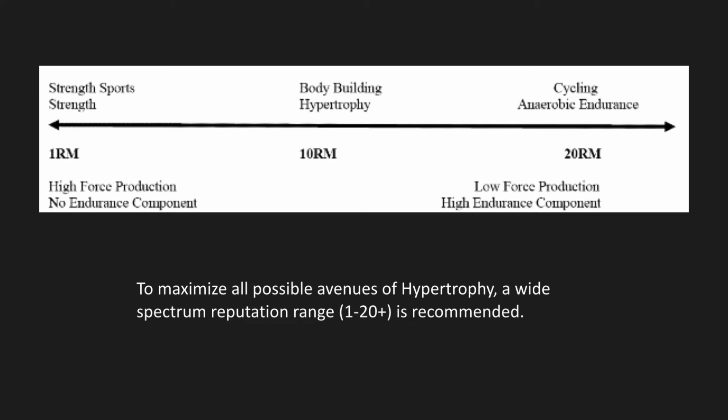Now, reps and intensity have an inverse relationship, which means as the number of repetitions performed increases, the intensity will have to decrease. So a 1 repetition maximum has a very high intensity, while a 20 repetition maximum has a very low intensity. And in order to maximize hypertrophy, one needs to exhaust the entire spectrum of repetitions.